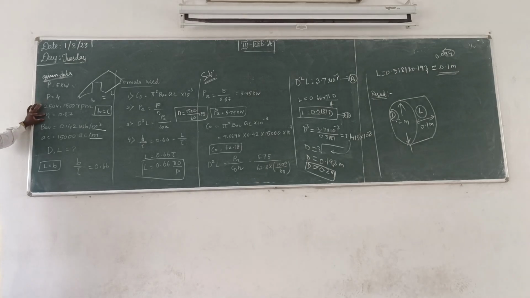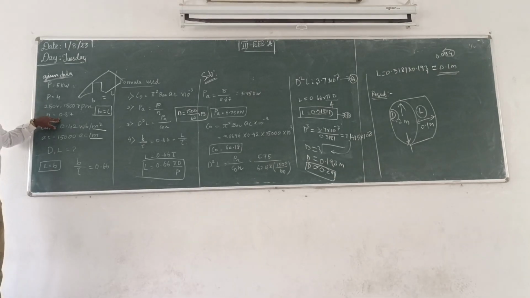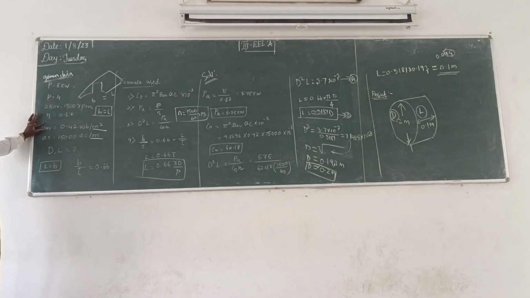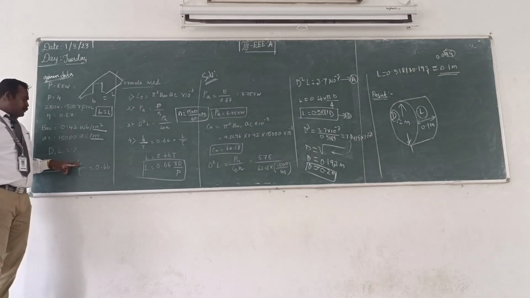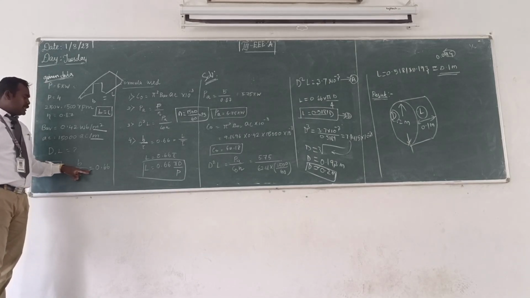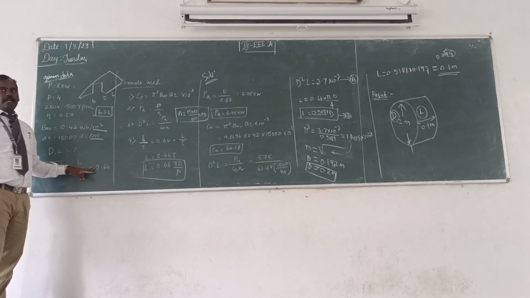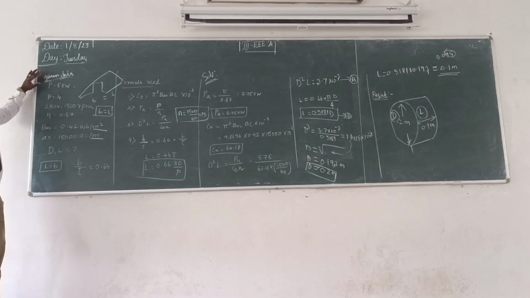Then the efficiency of the shunt generator is given, that is 0.87, which means 87%, right? Then the average magnetic flux density and the ampere conductors are given. They are asking you to find the main dimensions of the DC machine, D and L. The problem gives a square pole face, where the length of the pole core is equal to the pole arc, and the pole arc to pole pitch ratio is 0.66. This is the given data, which we have written down from the problem, right?